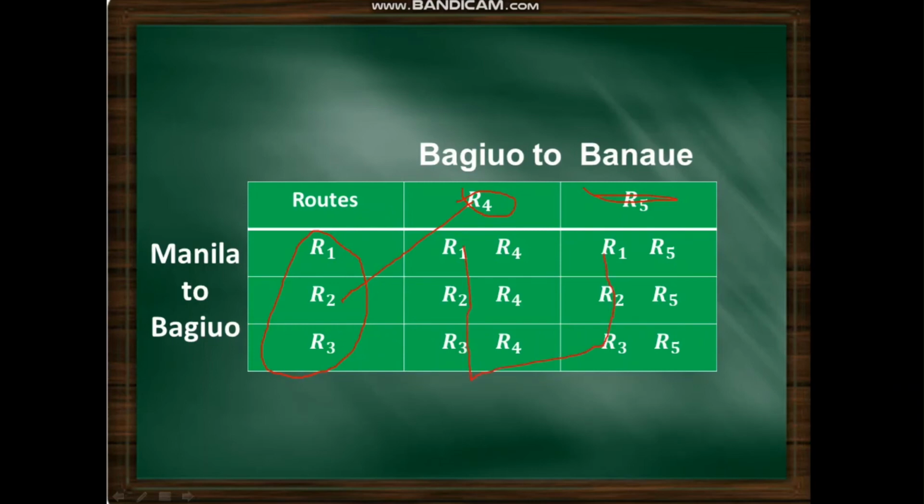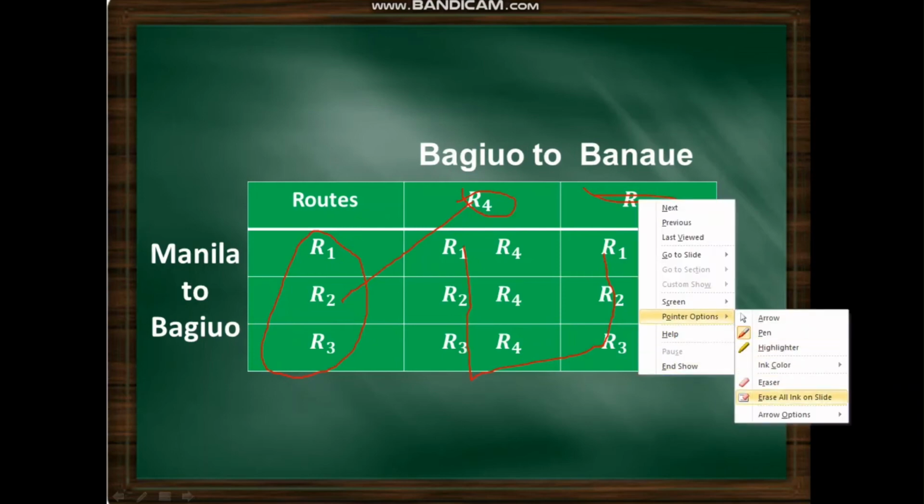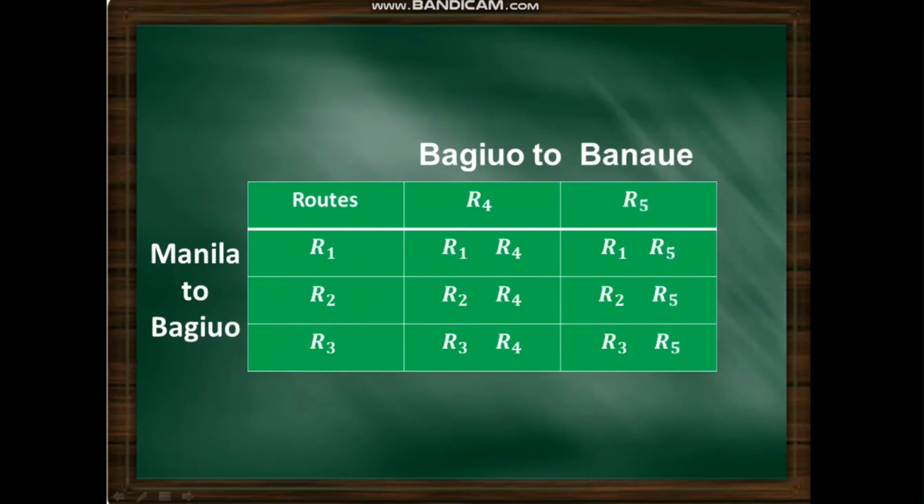Therefore, we have 6. To make it clear, meron tayo ditong diagram kung paano nangyari. Kung paano siya dumaan. Ano bang ginawa niya? Tingnan natin. So we have the first route, saan siya the second and the third.